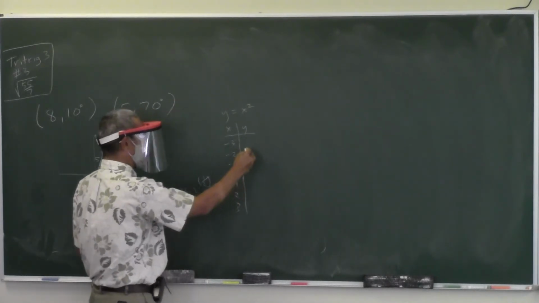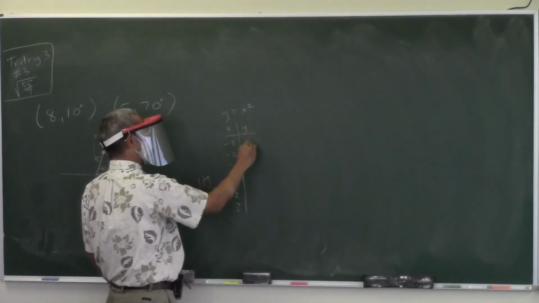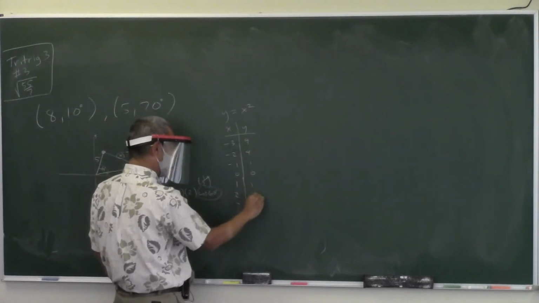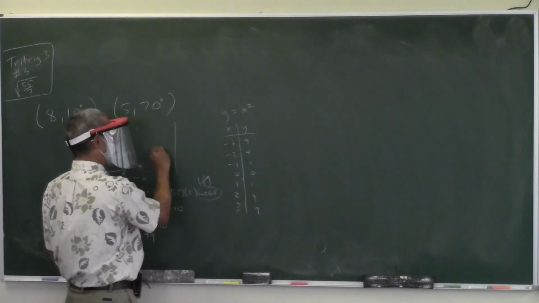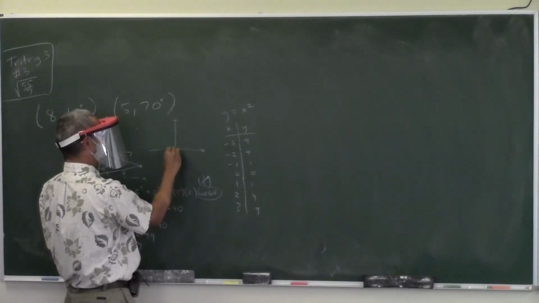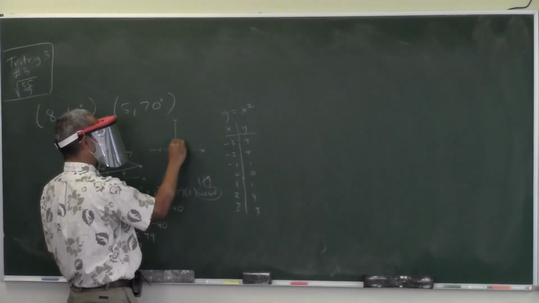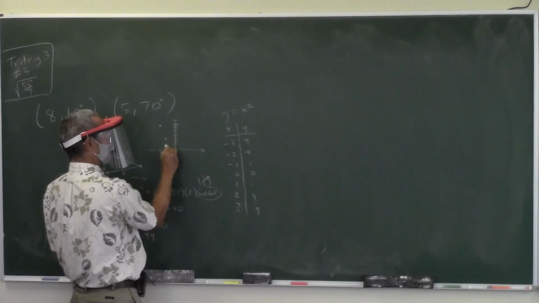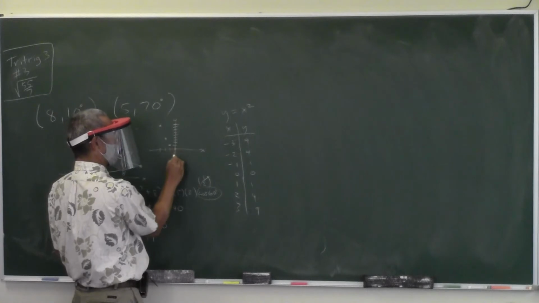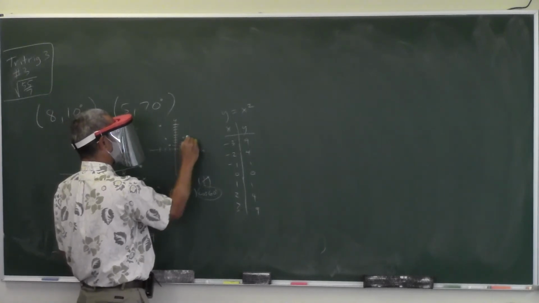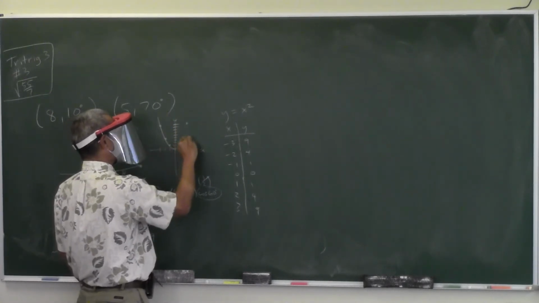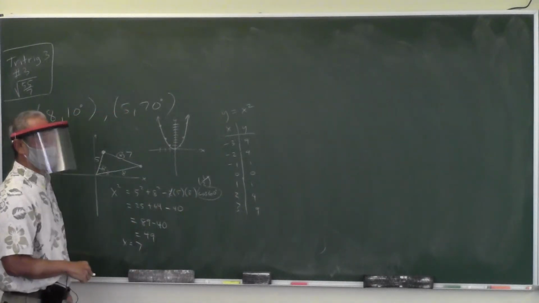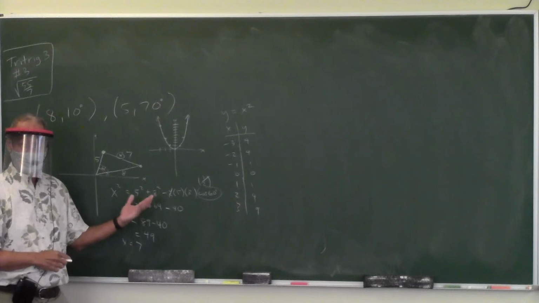Okay, what are the y values? Plug it in: 9, 4, 1, 0. Then you plot the points. So -3, 9. Okay, -2, 4. -1, 1. 0, 0. 1, 1. 2, 4. 3, 9. Connect the dots. Oh, I got a pretty U. It's a parabola. Right? That's how we learn to graph.